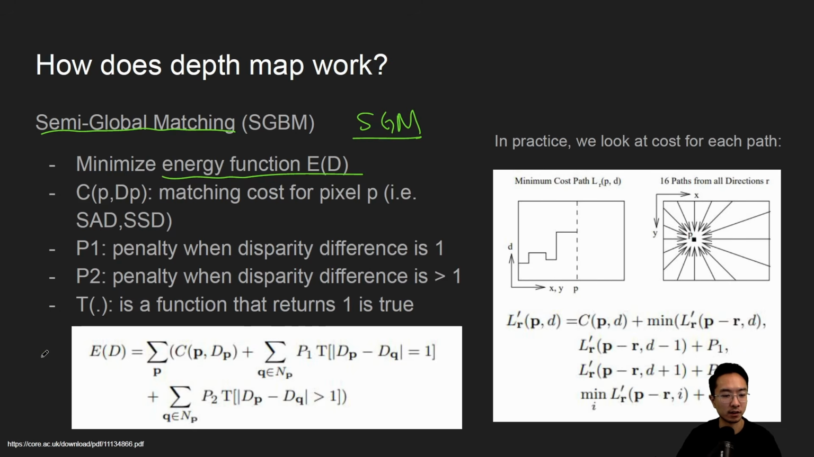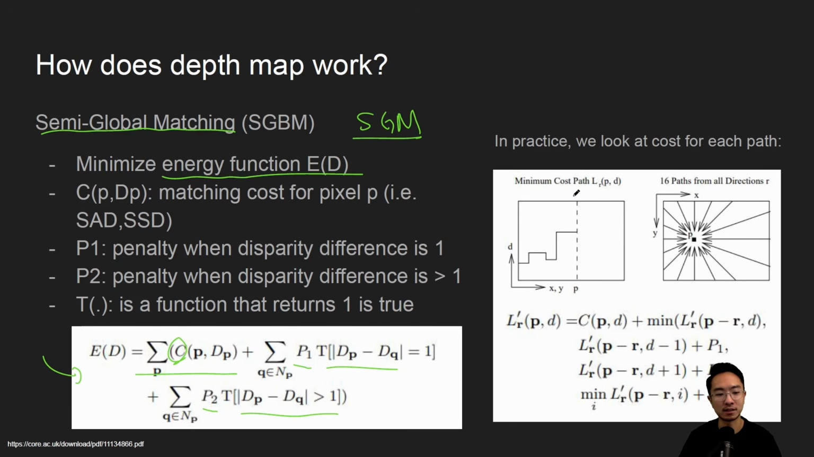Okay, so the energy function is defined here as a sum of C. C right here is going to be the matching cost that we just talked about, and it's going to be a function of your pixel. And then you have two different sums. So you have a penalty based off of your disparity values. If your disparity is equal to 1, you get penalized by P1, and if your disparity is greater than 1, then you get penalized by P2. So this penalization factor controls the smoothness of your disparity map.